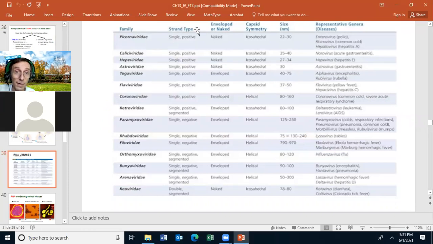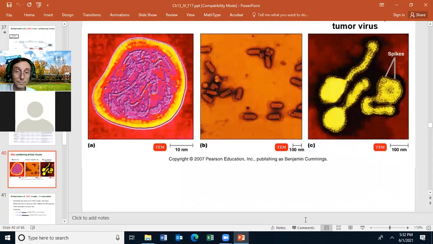You do not have to memorize this table. It just is introducing the different family names, what the RNA strand is. Oh, there's a double. I knew there was one that was double RNA. And then single-stranded, and whether it's negative single-stranded or positive single-stranded. Whether it's a naked virus or an envelope virus. And then the diseases they cause. Let me shrink that down a little bit.